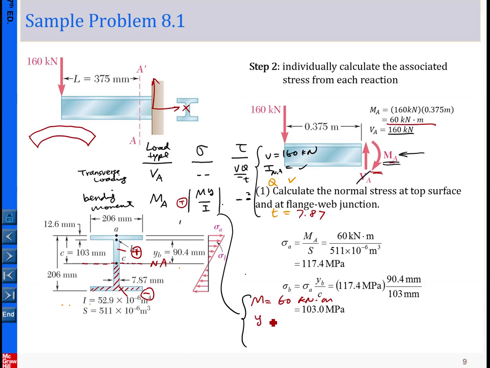And y, what is y? y is the distance measured from the point to the neutral axis. So basically y is the distance here, you need to pick it up, and by reading this information it is 90.4 millimeters. And what is I? I is the moment of inertia with respect to this axis, and that is equal to this one here. So with this you can determine the magnitude, and again this is in tension.